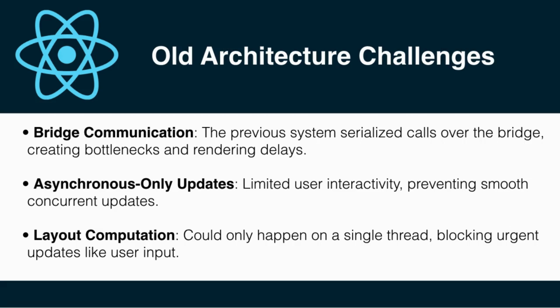Finally, since the old architecture kept a single copy of the UI using the native hierarchy, and mutated that copy in place, layout could only be computed on a single thread. This made it impossible to process urgent updates like user inputs, and layout could not be read synchronously, such as reading in a layout effect to update the position of a tooltip. All of these problems meant that it was not possible to properly support React's concurrent features.